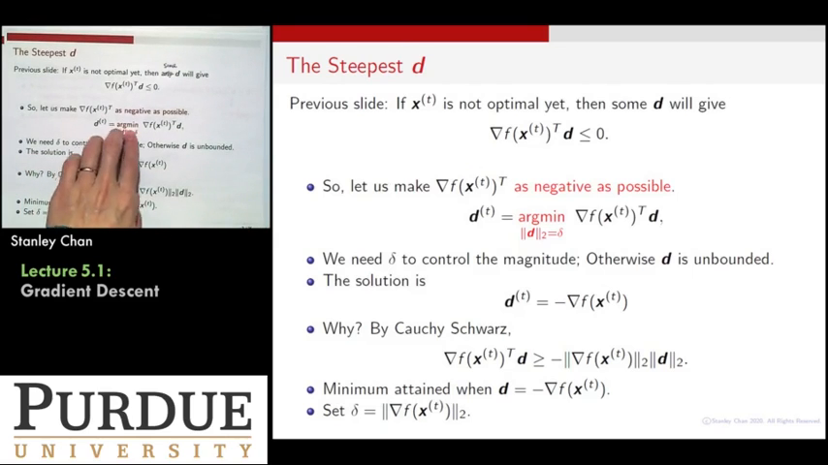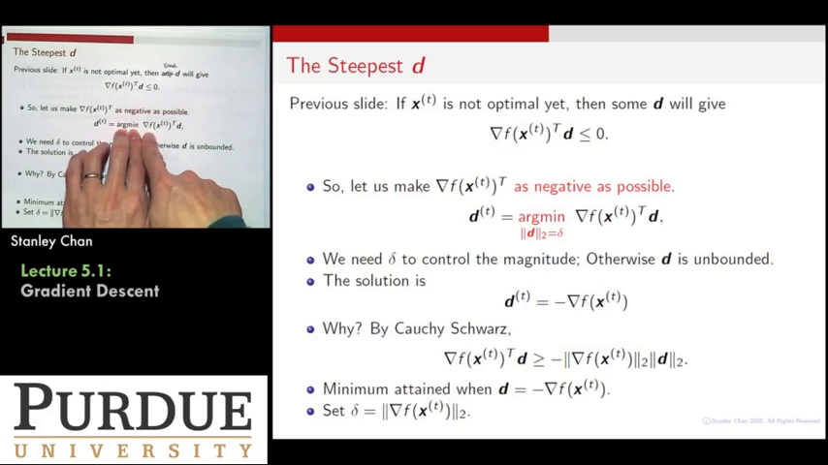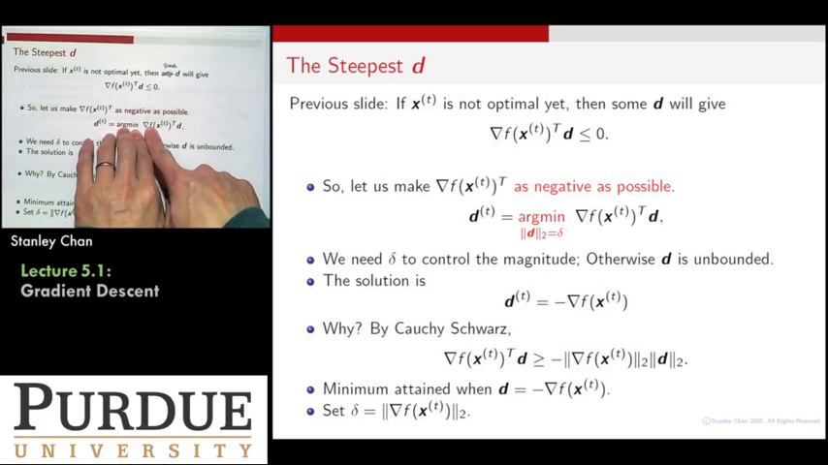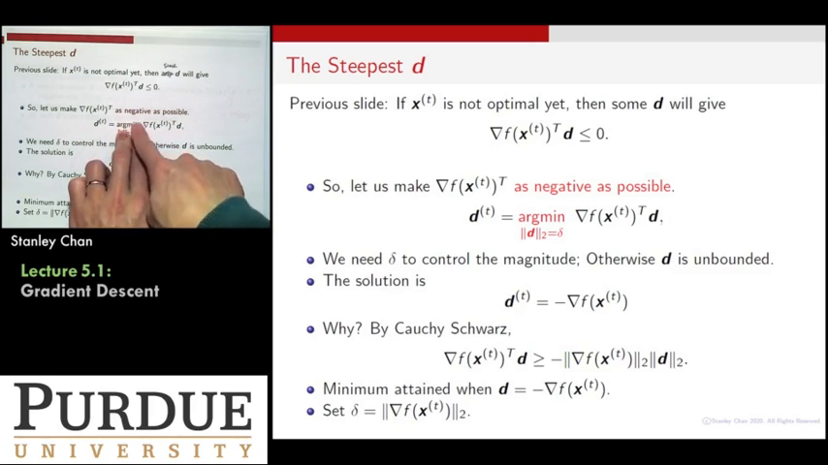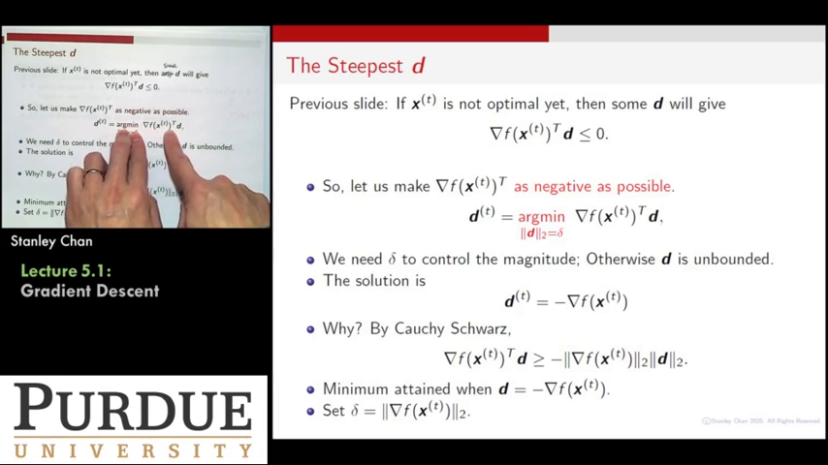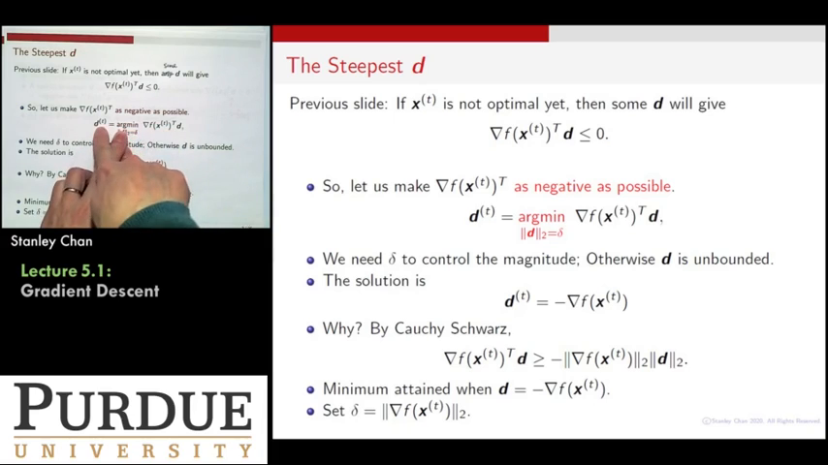What do we want to solve? Well, let's just try to minimize this objective function. You have the gradient evaluated at x of t, transposed with d. That's your objective function. You want to find a d, which means you want to minimize this. You want to make it as negative as possible. So you have this arg min over d of this inner product, and the solution will give you d of t. That will be your search direction.